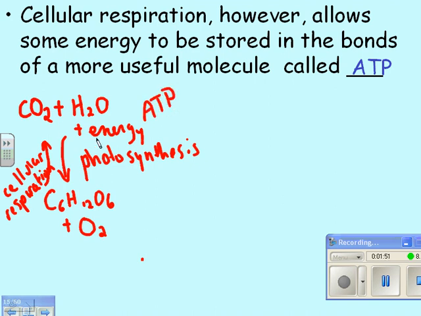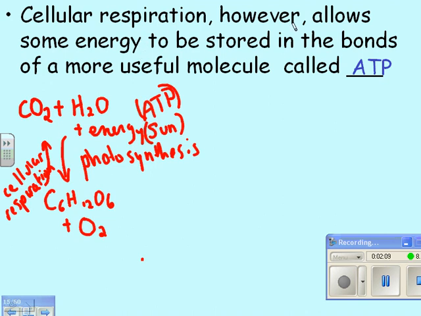And so this energy, if we're talking about photosynthesis, would be sunlight. And if we're going the opposite way for cellular respiration, that energy would be ATP. So we were just talking a little bit about ATP, and that's the topic for today's notes.